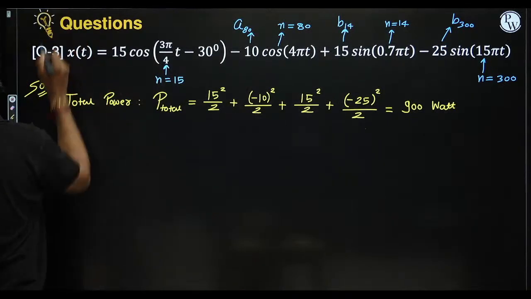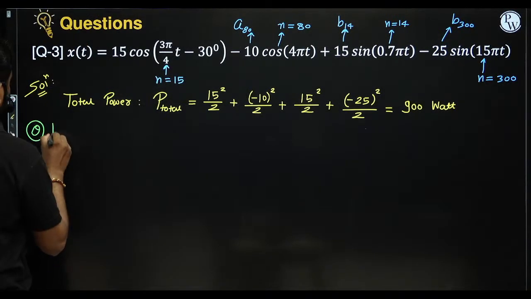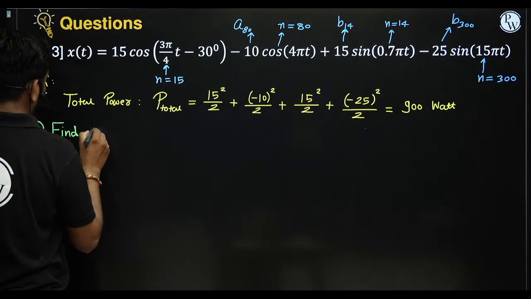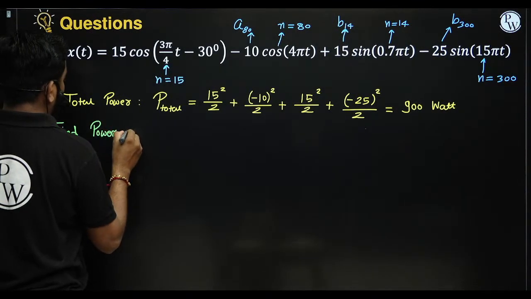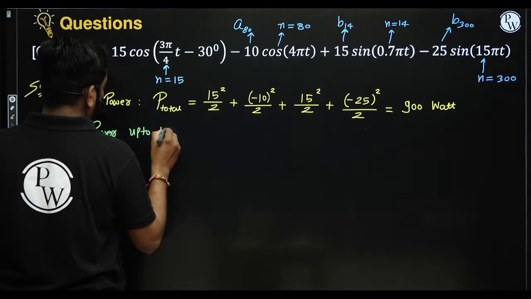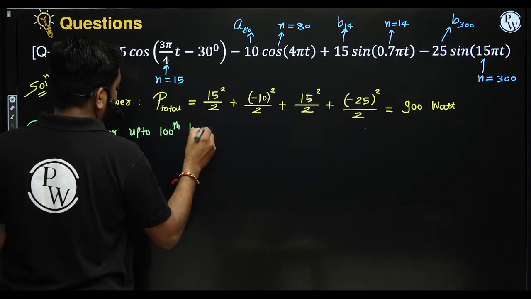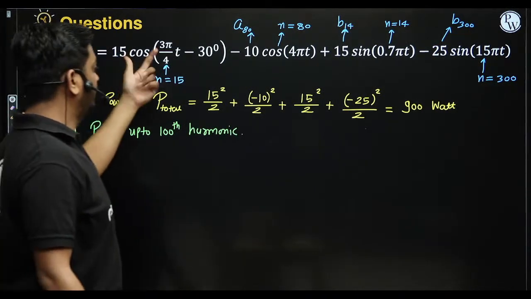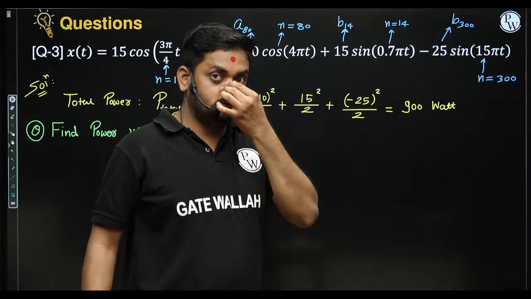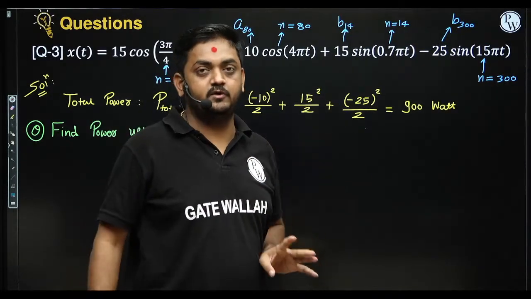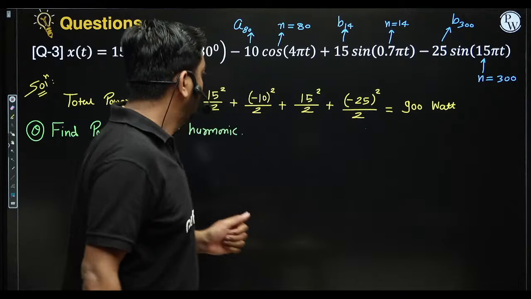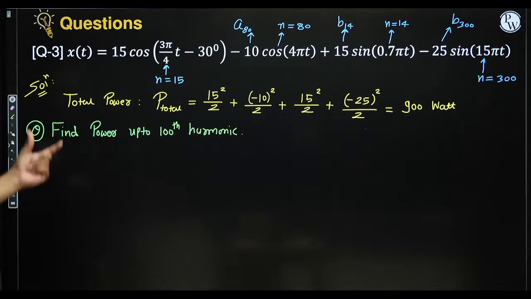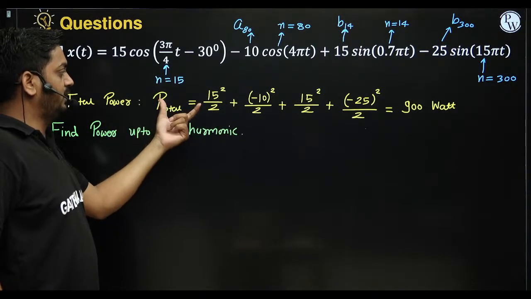The question can be like this: find power up to 100th harmonic. For this you should have the knowledge of harmonic numbers, guys. Then and only then you can solve this question, and for that you have to use the Fourier series concept that I already told you, correct? So this is the twisted question; the other is the easy, simple one. If they are asking total power, that is very easy.